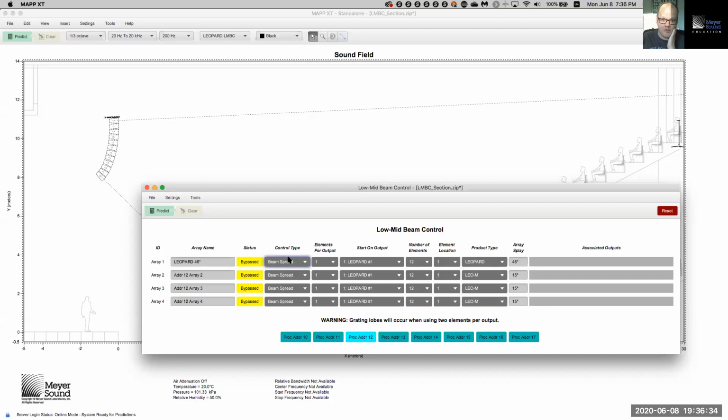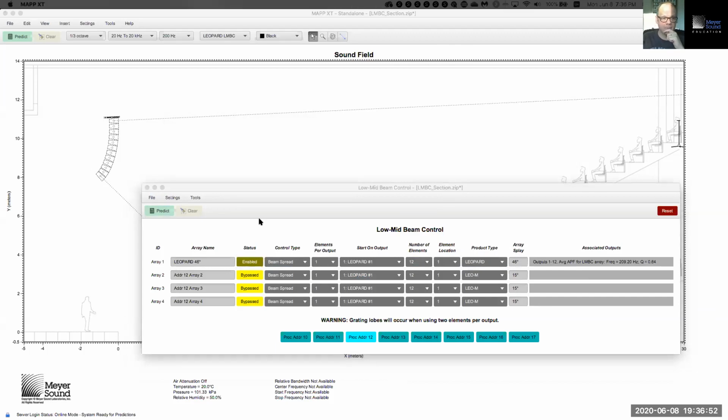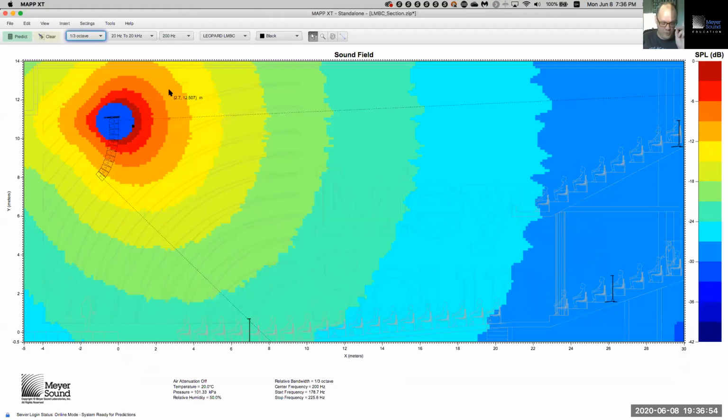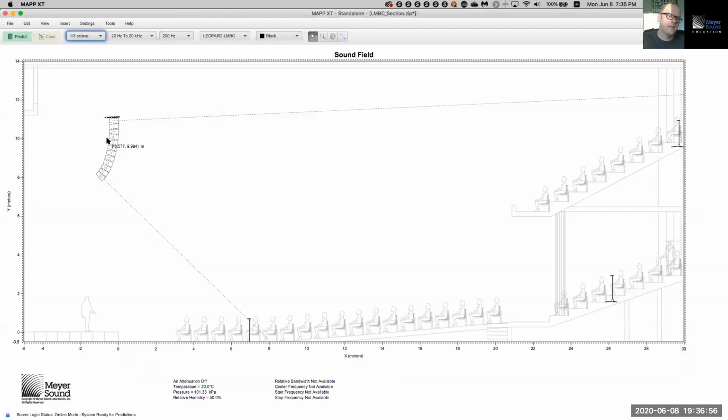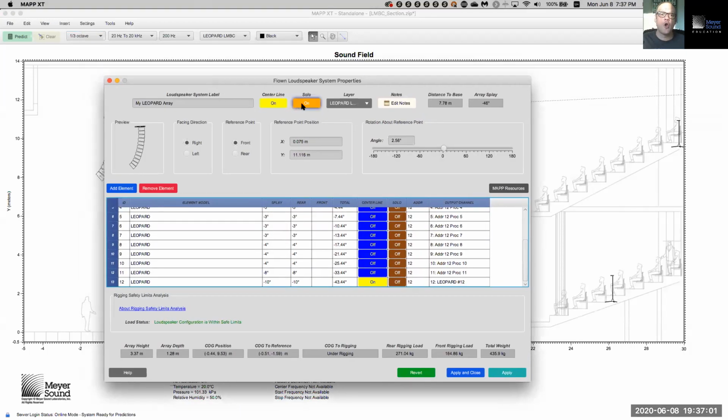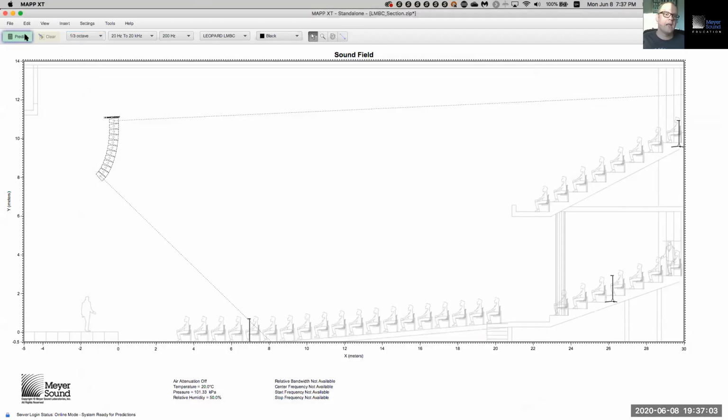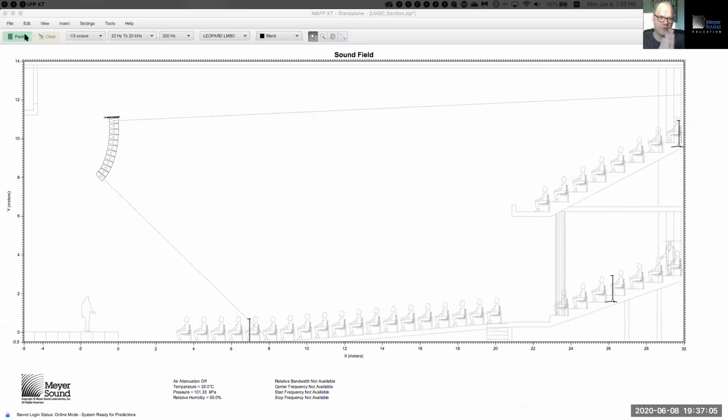We're trying to do a beam spread with 1 element per output. The top element, element number 1, lives on output number 1 of the Galaxy. I'm using 12 elements in total, which consist of Leopards, and I need a 46 degree spread. If I now take this out of bypass, do a prediction, then we get the desired result. Okay? Provided that I turn on all loudspeakers, that's to say that I don't solo one loudspeaker. And then you get the desired result.